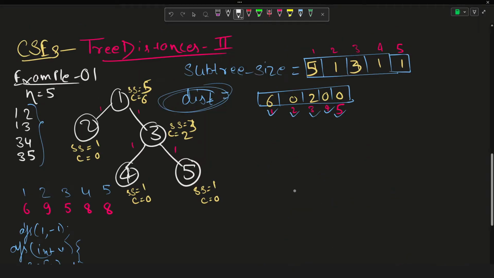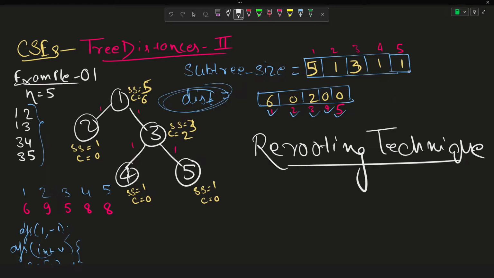So in order to do this, we have a very beautiful technique present in this DP on trees problem, and it is called the rerouting technique. Right. So we will use this technique in order to modify this array in such a way that we don't have to calculate it over and over again for every vertex, but use just the previous information in order to calculate it for every other vertex.